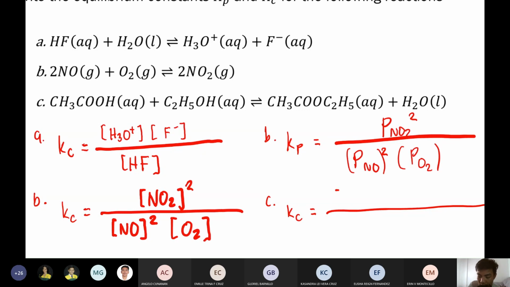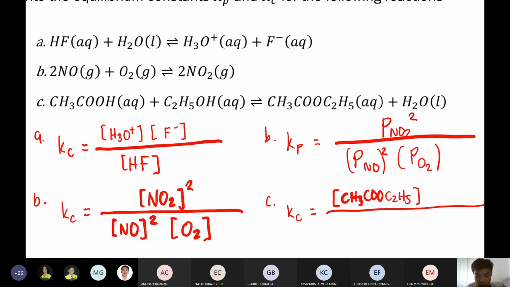Okay, so sulat natin yan. CH3COO, C2H5. How about water? Are we going to write it down? Hindi. Bakit? Kasi yan ay liquid. Kanina ko pa siya ina-emphasize. Kapag solid liquid, wag isusulat. Aqueous and gas lang ang pwede. Kung tanong nyo, bakit? Next chapter yon. So, sa numerator, CH3COO, C2H5 lang. On the denominator, you have your reactants.